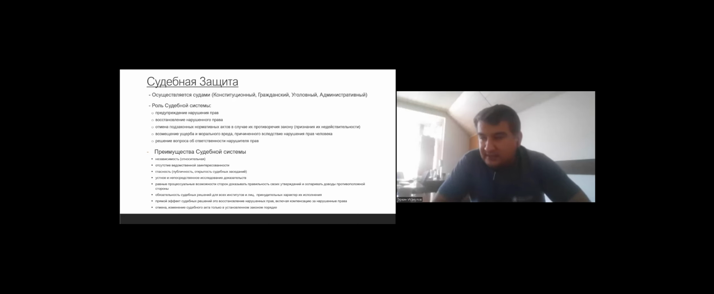So, what is the advantage of the judiciary, of judicial mechanisms for the protection of human rights? Well, this mechanism has a lot of advantages, actually. The first and foremost being the independence of the judiciary. Of course, speaking of independence of the judiciary, there are a lot of questions because pursuant to standards, the judicial branch of the government should be independent.